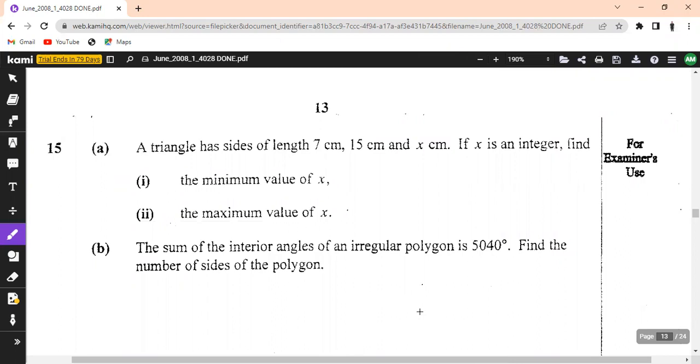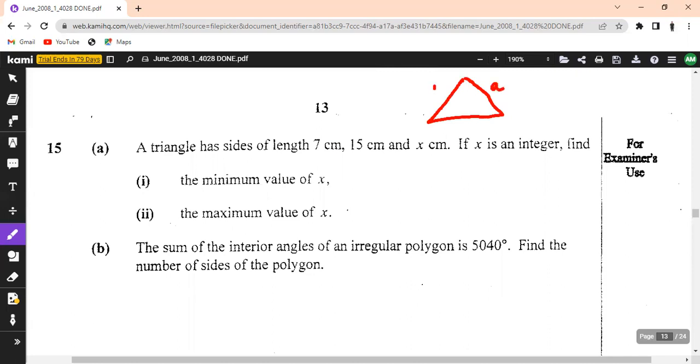Then we are given a triangle that measures 7 centimeters by 5 centimeters, and X is an integer. Find the minimum value of X. This is what we are supposed to know, guys. This relationship is very, very important whenever you are referring to a triangle.